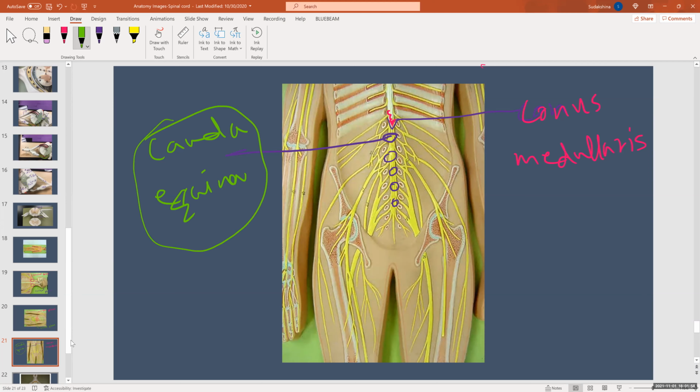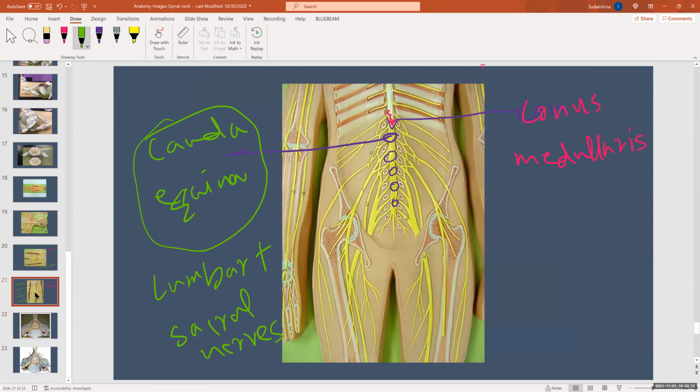These are nothing but lumbar and sacral nerves. Okay, and there is conus medullaris. Now this is for you to study. So that's pretty much completes that spinal cord demo here.